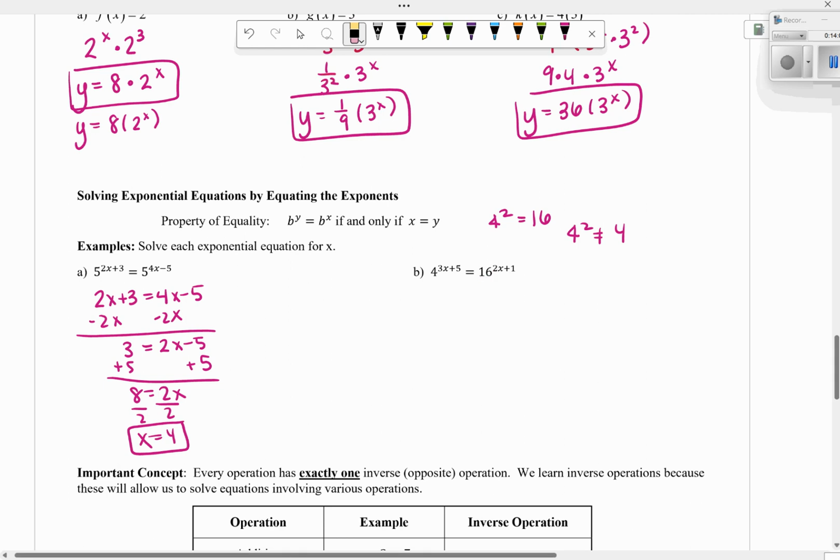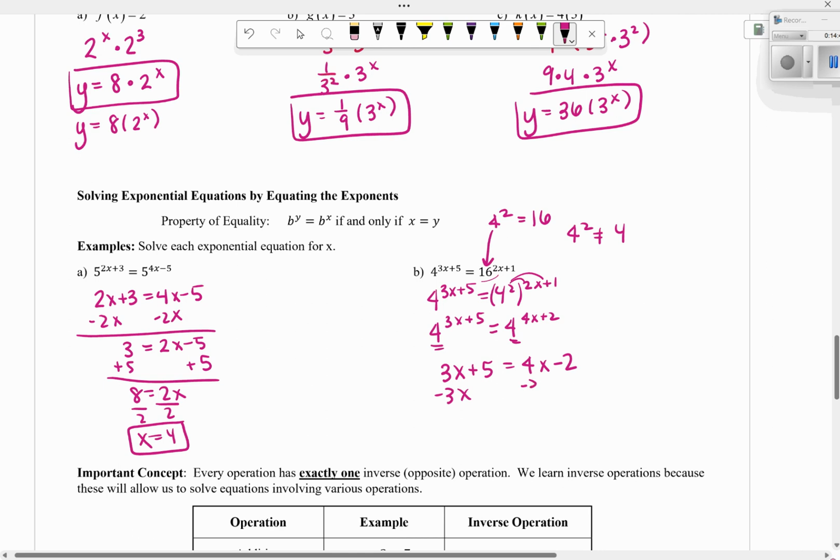So what would work instead is by taking out this 16, because 4 squared equals 16, we can replace this 16 here. So 4 to the 3x plus 5 equals 4 squared to the 2x plus 1. And then we're going to use our power property to multiply the exponents. So this is 4 to the 4x plus 2. Now that we have the same base, we can drop the bases and set the exponents equal using that property of equality.